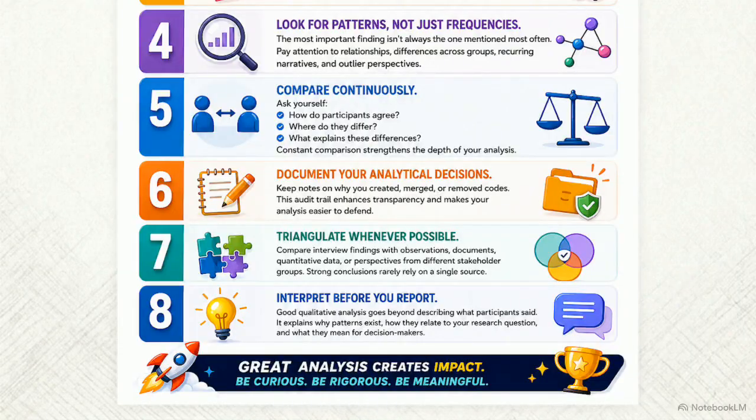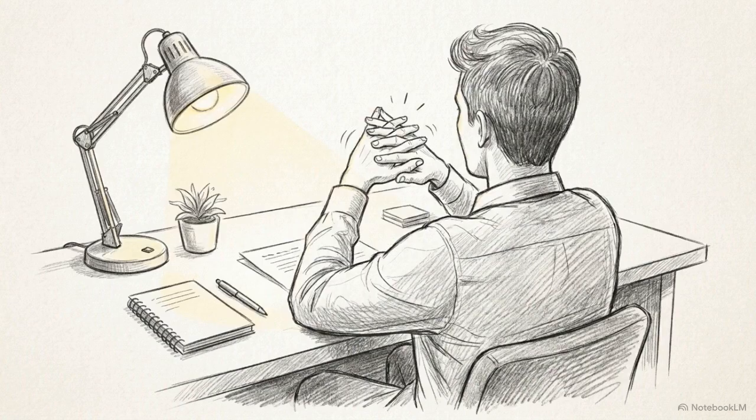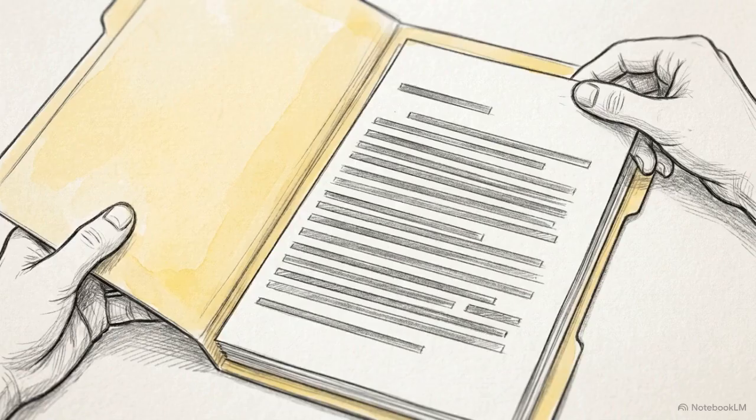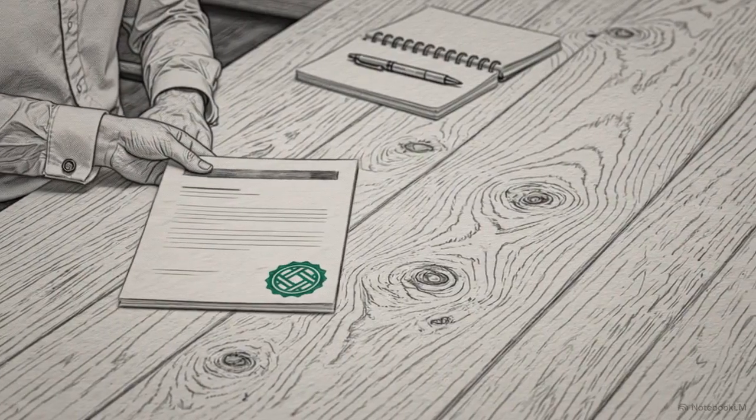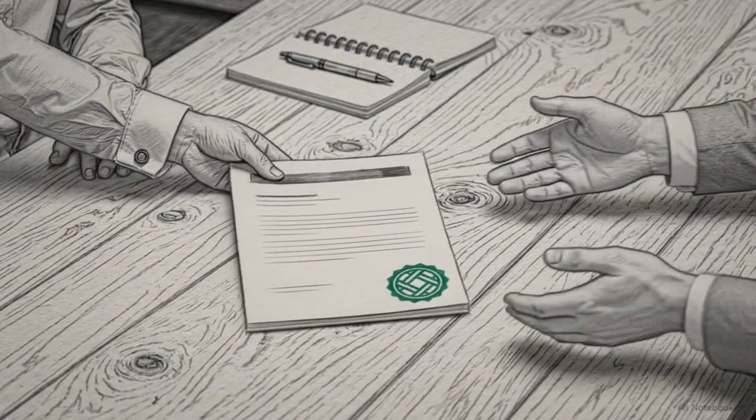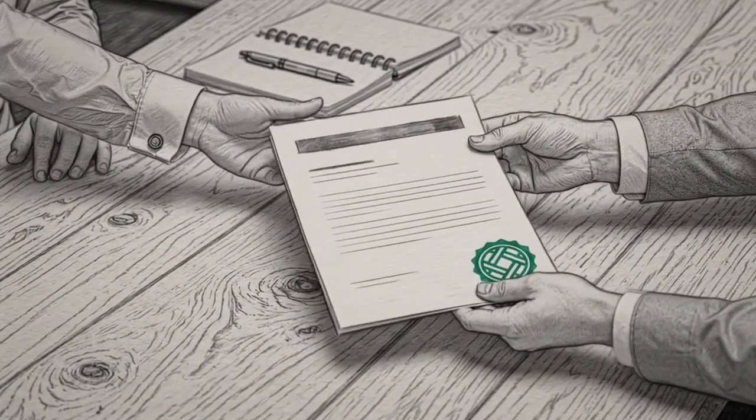As you refine your process, keep this rule in mind. Great analysis goes beyond description. It requires you to be curious, rigorous, and above all, meaningful. Now, it's time to apply this. Grab your research question, open your first transcript, and start your initial read-through. You have the system. The power to turn chaotic stories into impactful evidence is now a repeatable part of your process.